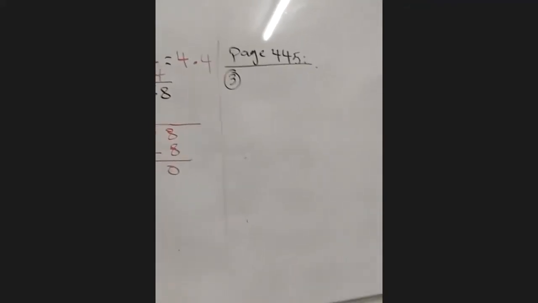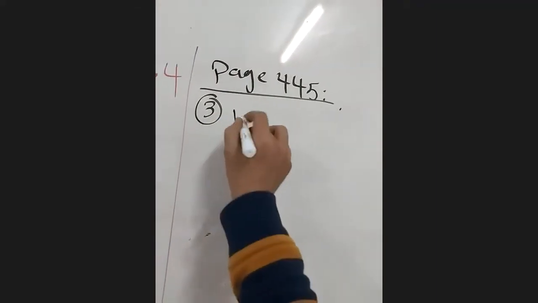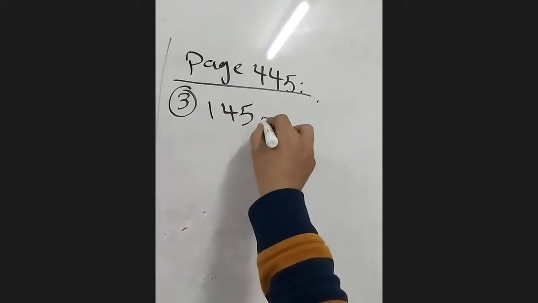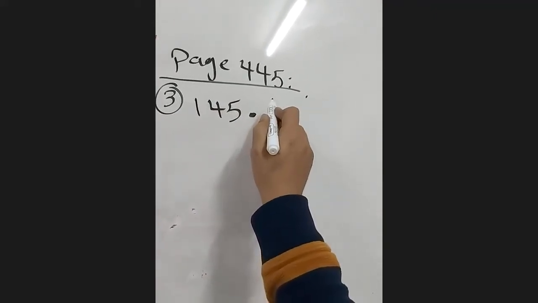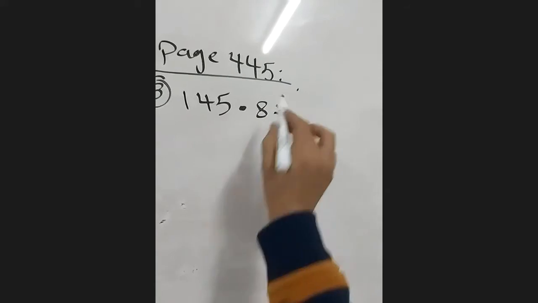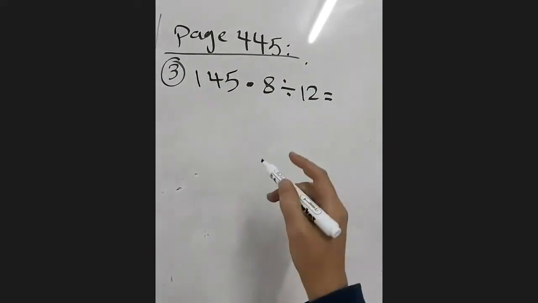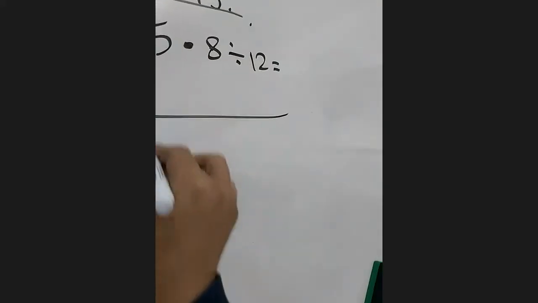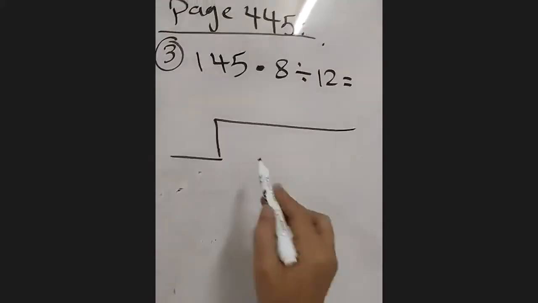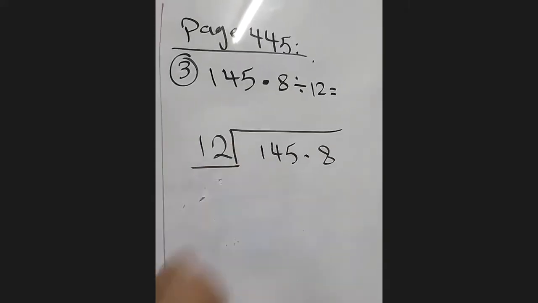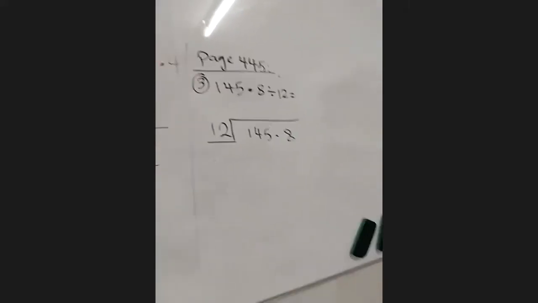What we have? 145 decimal 8 divided by 12. Now we will do the long division. Here I will put 145 decimal 8 and here 12. Yalla, tell me what I will do.